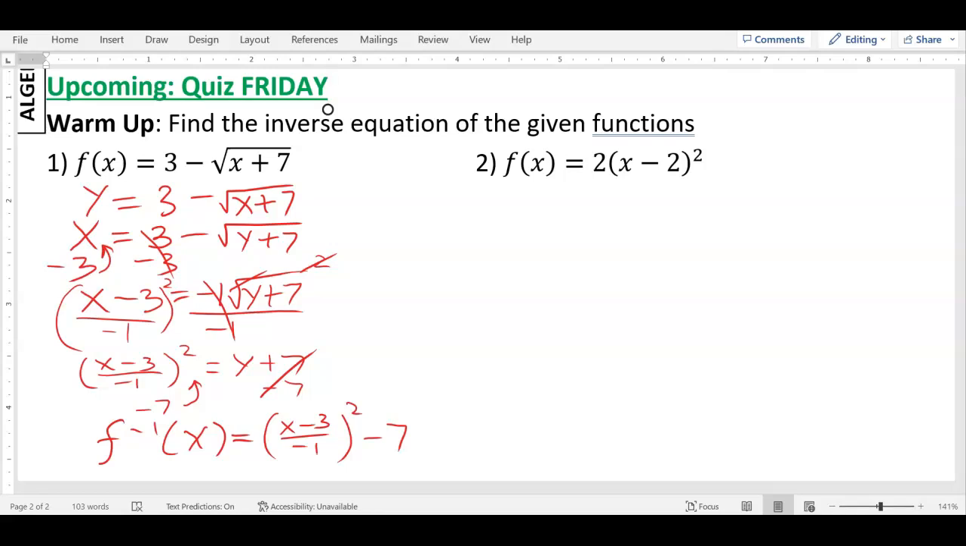Let's do one more example, number 2. This time we're going to start with the squared and end up with the square root, okay? What should I get rid of? Sorry, before I even do any solving, f of x is really what letter? Y equals 2x minus 2 squared. What do I do with x and y? Very important. Switcheroo. So x equals 2y minus 2 squared. That's a lot of 2's there. Which 2 must I get rid of first?